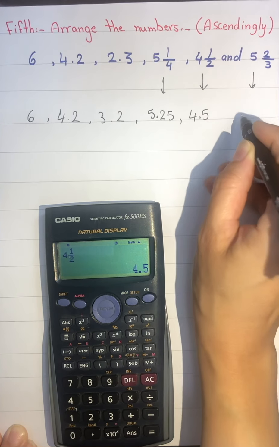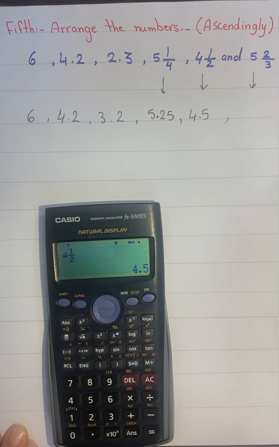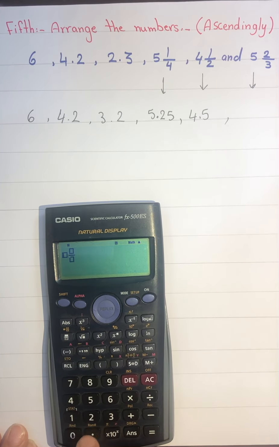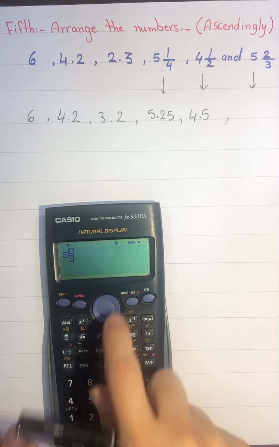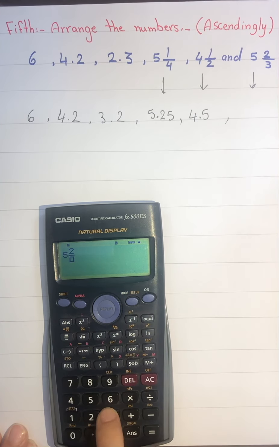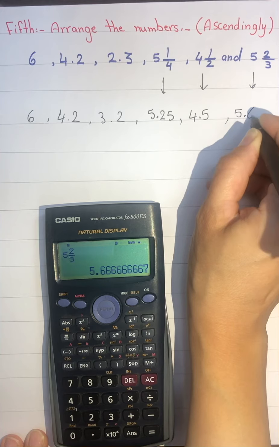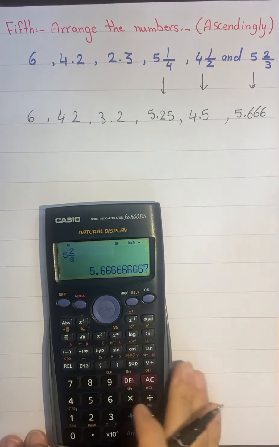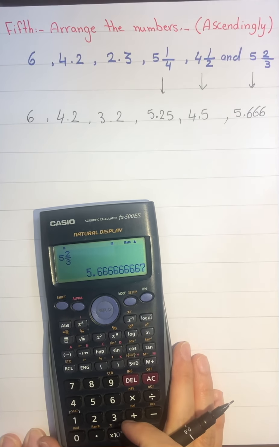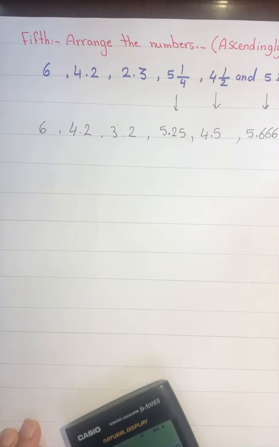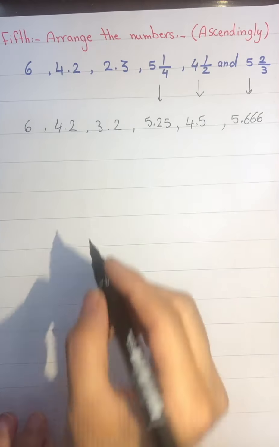After that, change this into decimal, 5 2/3. Shift fraction, 5, 2/3 equals 5.666. The second step, arrange ascending. Ascending from what? From the smallest to the greatest.